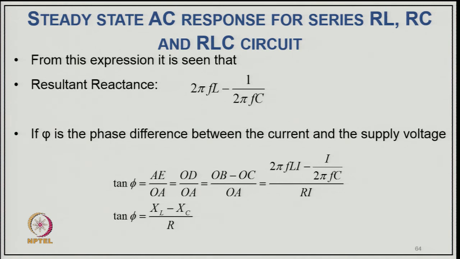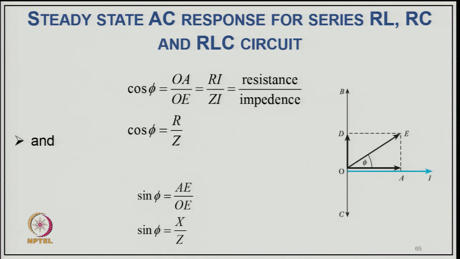From this expression it can be seen that the resultant reactance is 2 pi f L minus 1 upon 2 pi f C, or X L minus X C. If phi is the phase difference between the current and supply voltage, we can say tan phi equals AE upon OA, or OD upon OA, or (OB minus OC) upon OA, that is (2 pi f L I minus I upon 2 pi f C) upon R I, and the I cancels out. So tan phi equals (X L minus X C) upon R. From this, cos phi equals OA divided by OE, that is R I upon Z I, resistance divided by impedance, so cos phi is R upon Z, and sin phi is AE upon OE, so sin phi is X upon Z.